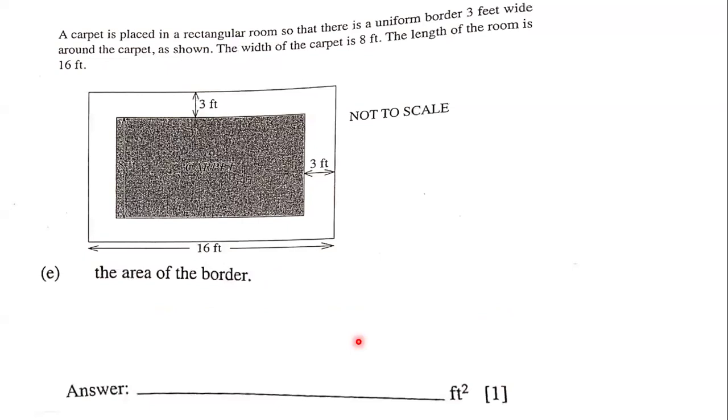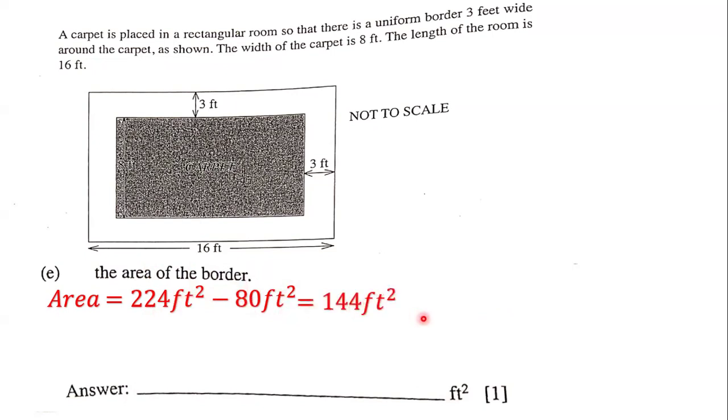Next, we need to determine the area of the border. In order to do this, we're going to subtract the area of the carpet from the area of the room. When we subtract these two areas, we get 144 feet squared. That means the area of the border is 144 feet squared, and that's the answer to our question.